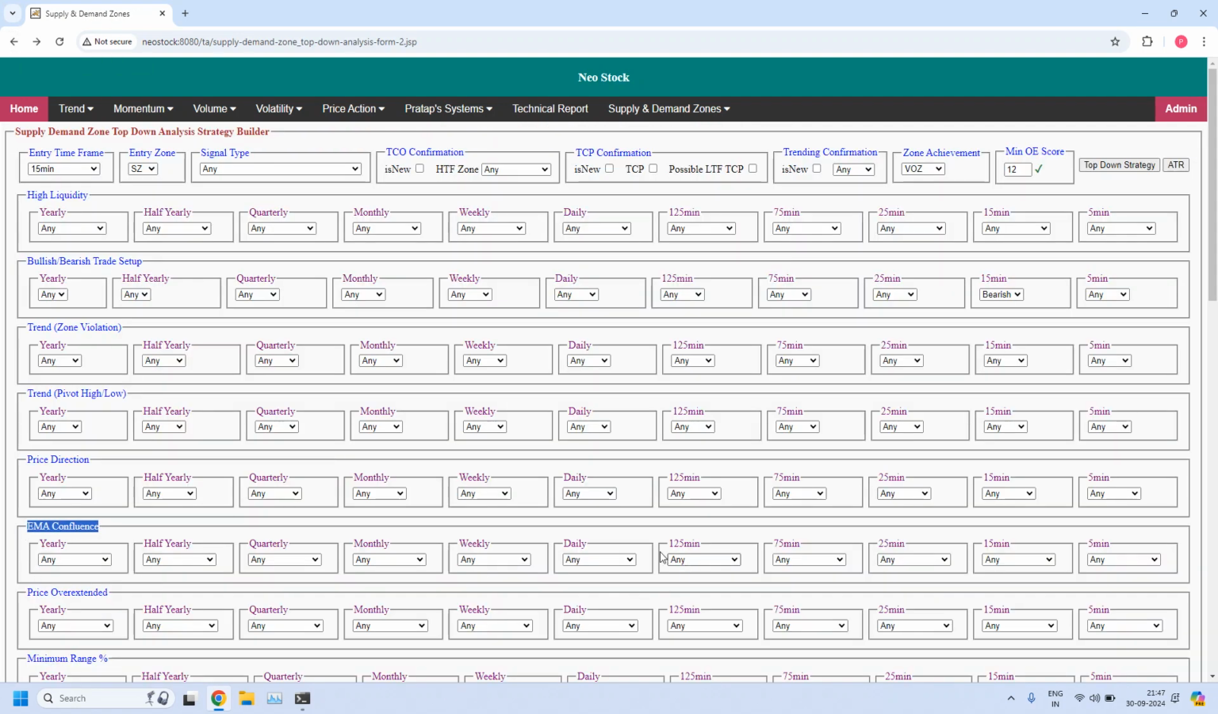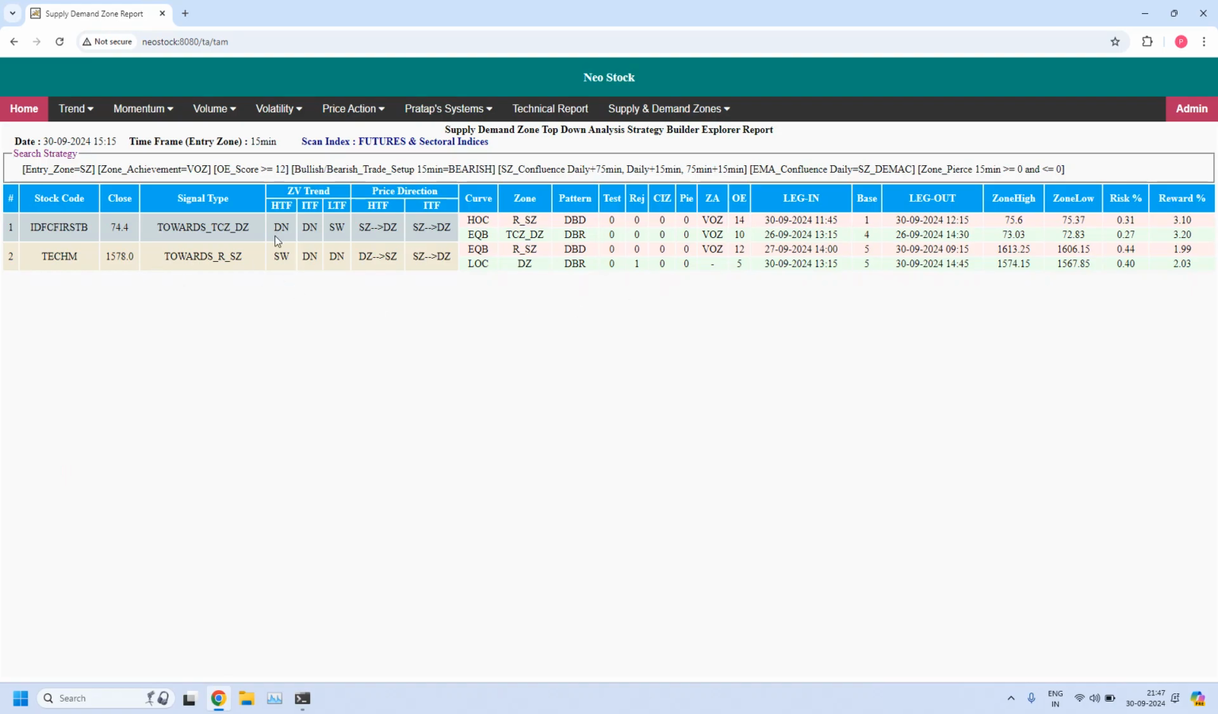In the EMA confluence at daily time frame, daily supply zone with daily EMA confluence. Excellent. This is the first one. Forget about the second one, trend is sideways. But this trend is downtrend. It is also having EMA confluence. And moreover, this 15 minute zone is part of 75. Both together again part of the daily, and daily trend is downtrend, and also daily is having daily EMA confluence. So IDFC First Bank is a high probability trade setup, and also it is having a high liquidity, 15 minutes high liquidity zone.